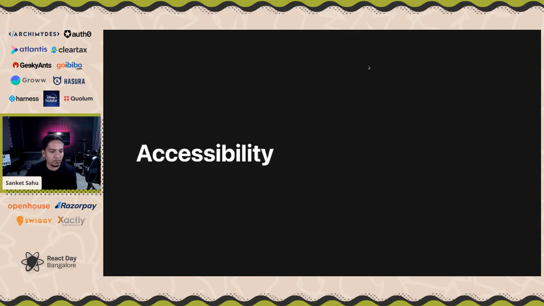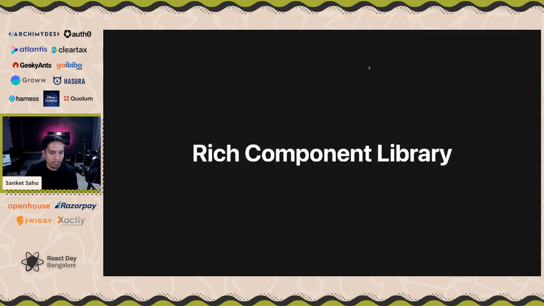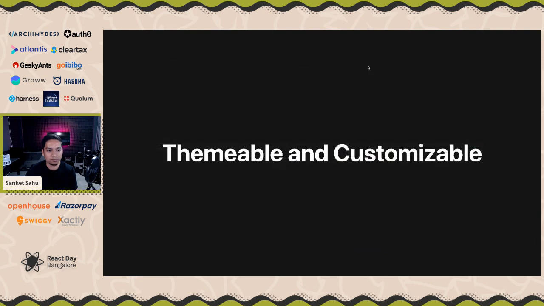And then we have accessibility. We have built all the components using React Native ARIA, and all the components are accessible. We have a rich component library. This is just a sneak peek. We are working on making it more beautiful and compatible with most of the design systems. And that's why right now it's in alpha. We have got the framework right, but we're working on the final detailing pieces of each one of them.